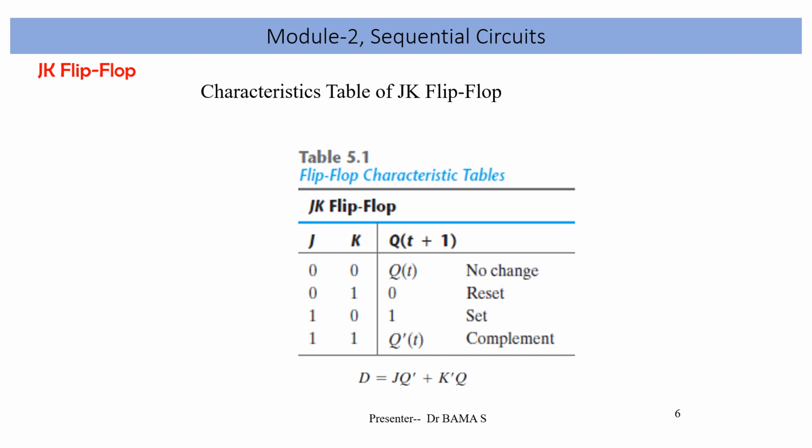Coming to the characteristic table of the JK flip-flop, when both inputs J and K are equal to 0, there will be no change in the output. That is, Q(t+1) is equal to Q(t). When J is equal to 0 and K is equal to 1, the flip-flop is made to reset. When J is equal to 1 and K is equal to 0, the flip-flop is made to set. When both the inputs are 1, whatever the output was is complemented. That is, Q(t+1) is equal to Q'(t).